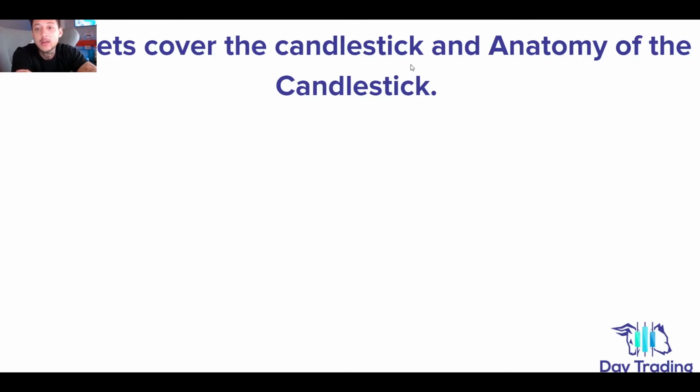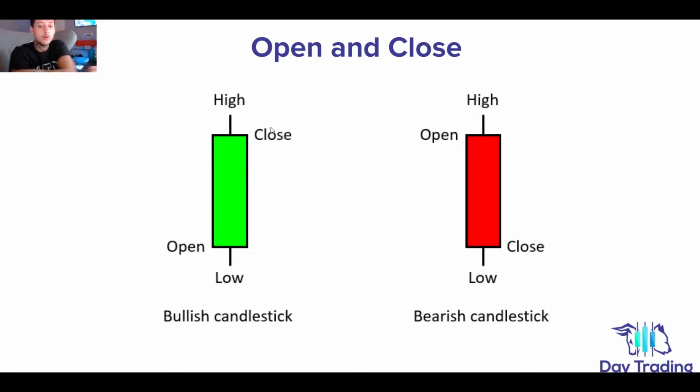Now, let's cover the candlestick and the anatomy of the candlestick. So when we talk about candlesticks, we need to understand a few things. We're going to have two types of candlesticks: a bullish candlestick and a bearish candlestick. A bullish candlestick means that there's simply buying volume. This is a buyer's candlestick. A bearish candlestick means that there is selling volume, and this is a seller's candlestick.